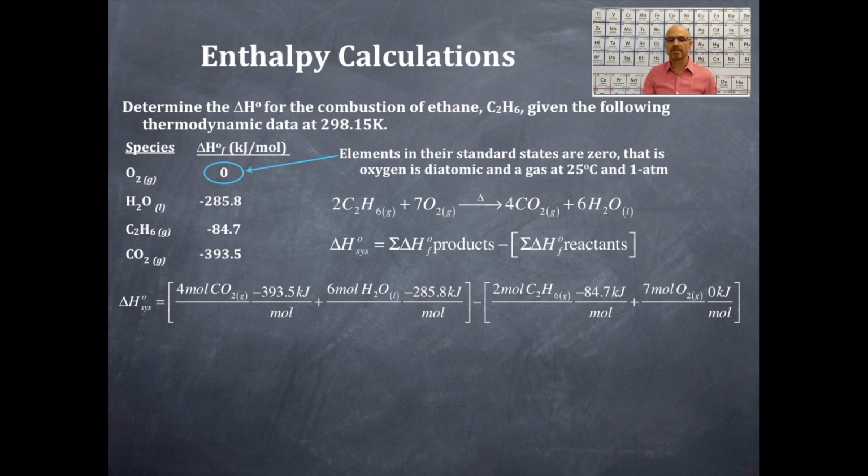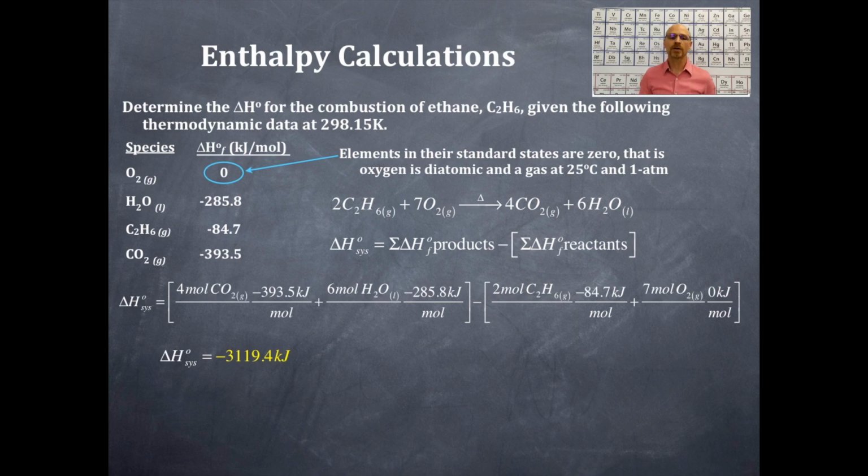That's in brackets, minus open brackets, 2 moles of ethane at negative 84.7 kilojoules per mole, plus the 7 moles of oxygen at 0 kilojoules per mole. Now, you don't need to include the 7 moles of oxygen at 0 kilojoules per mole unless your professor likes that. Notice that I've closed off those brackets there. Now what you need to do is do the multiplication and then do the addition and take care of that minus sign very carefully. And then you should get a value for this overall here.